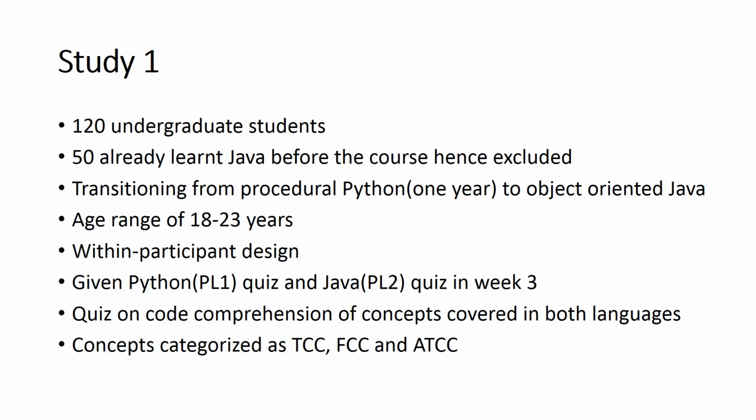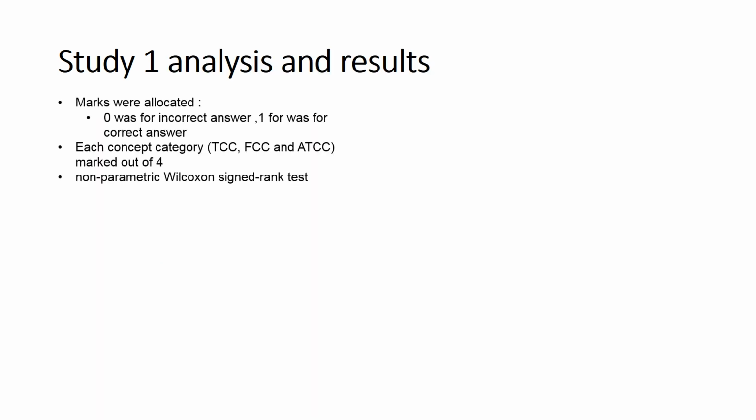In Study 1, 70 students who had learned an average of 1 year Python participated. These students were transitioning to Java. Once they had learned some Java in week 3, they took a quiz in both Python and Java, testing the same concepts. Each concept category was marked out of 4. A Wilcoxon-Sandberg test was used to measure the significant difference in the languages.